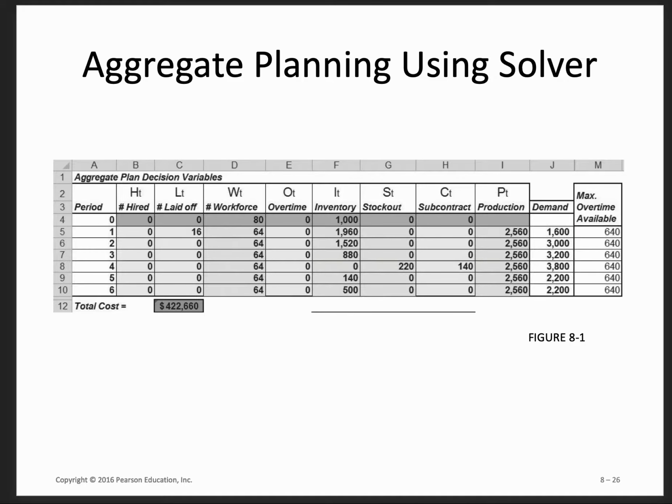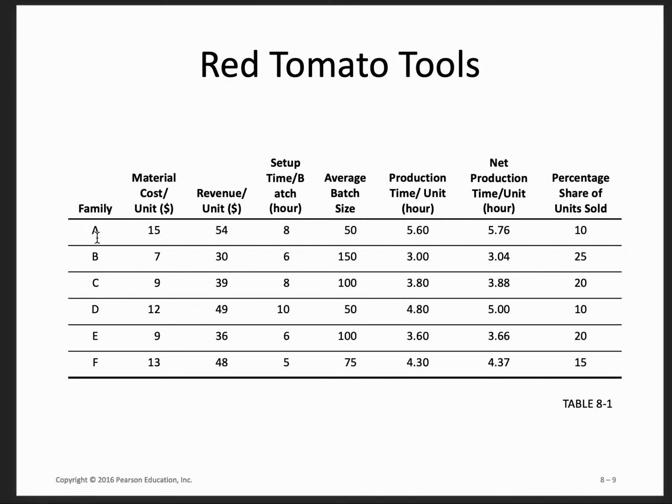If you remember, when we first started this, we said that when you're making an aggregate plan, you're starting with individual families of items, and each of them has a separate material cost, separate revenue, setup times, batch sizes, and all of that. What we essentially do is aggregate all of this into a single number using the percentage share of the units sold. Now we have to do the opposite process, right?